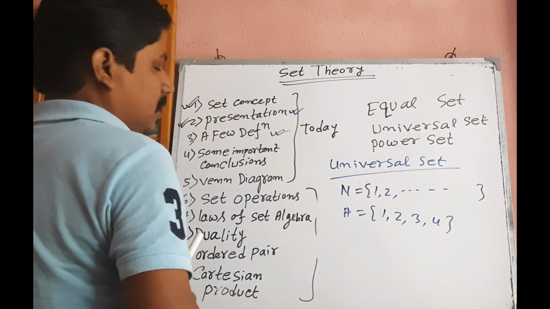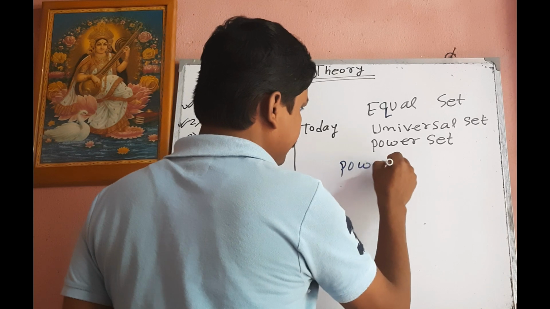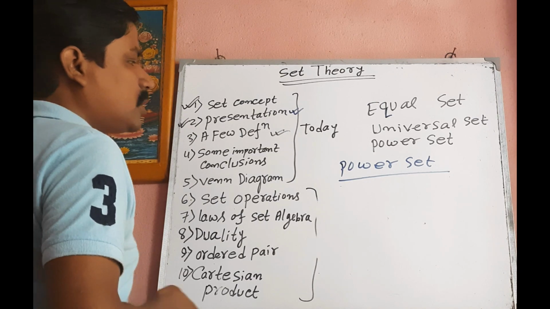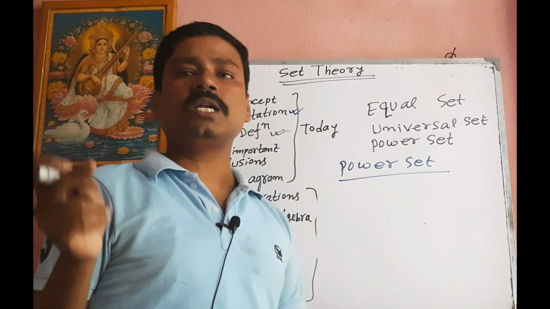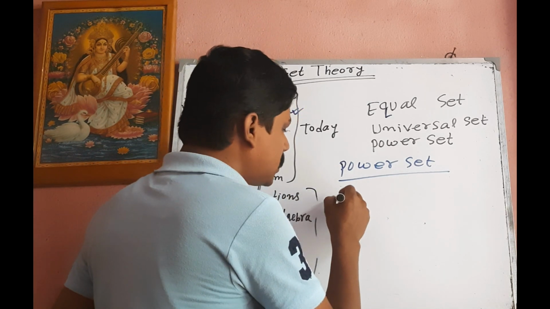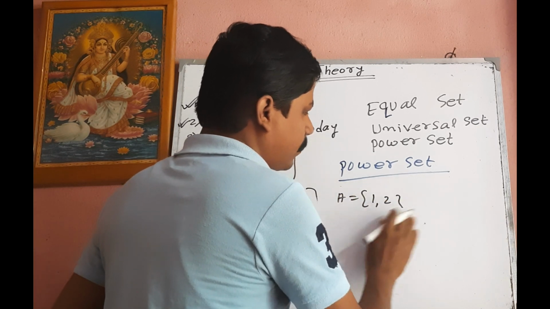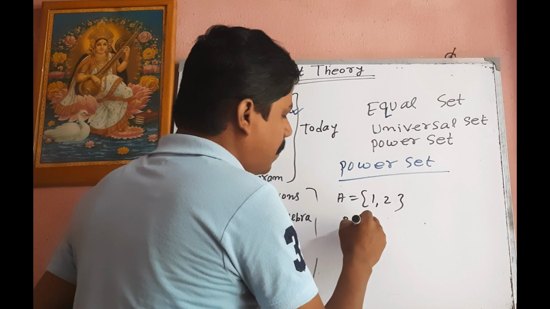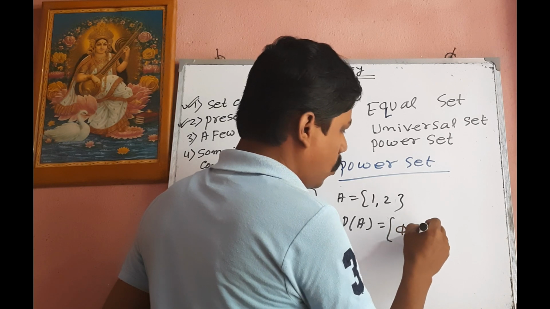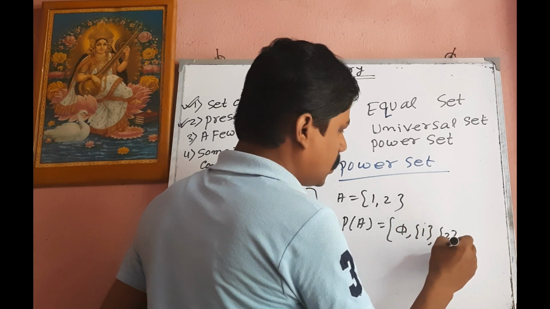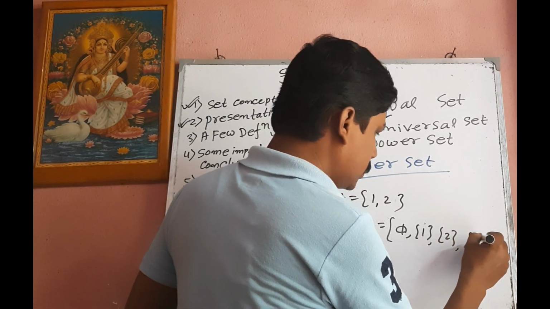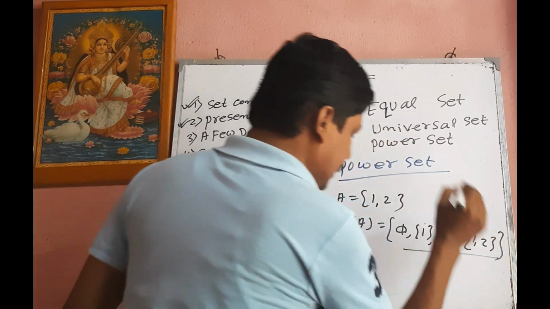And now we move to the power set. The power set is a collection of all subsets of the given set. Suppose A is the set {1, 2}. Then the power set P of A is {phi, {1}, {2}, {1, 2}}. So this is the power set.